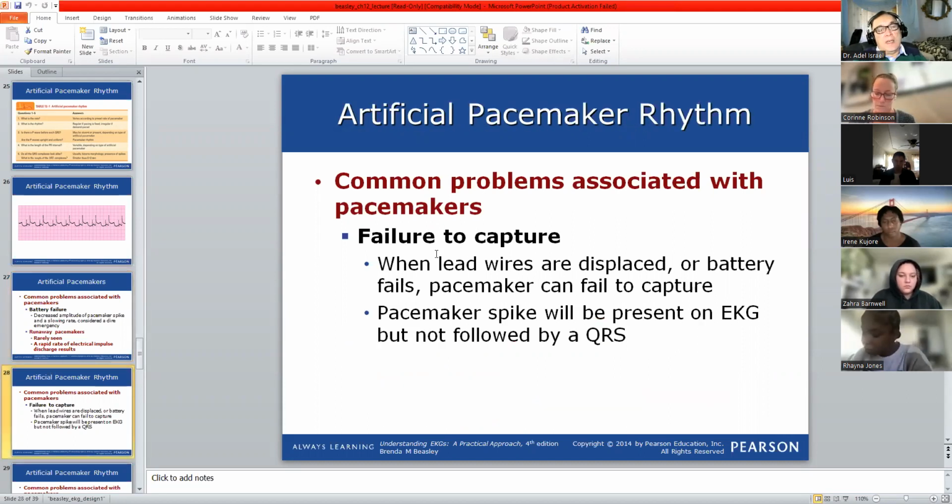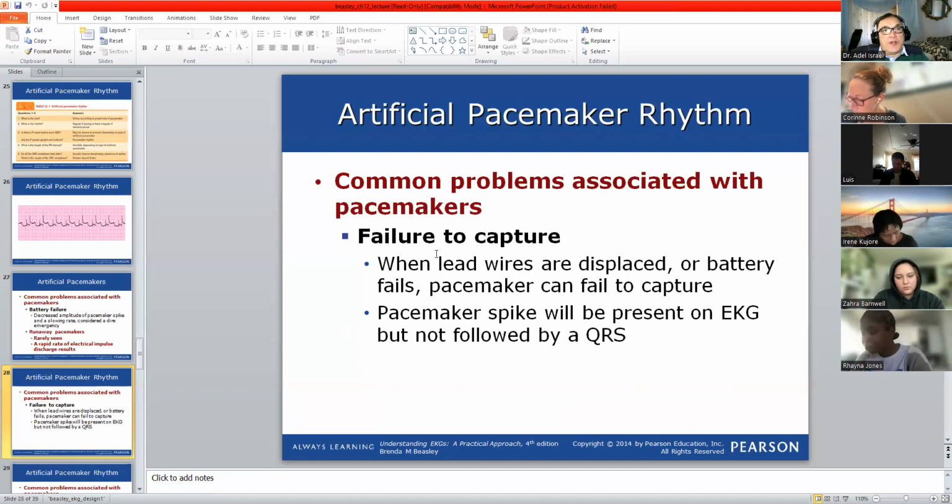But another common, or the most common problem, and this is a question in the exam, is failure of capture. And this failure of capture means what? The electricity is below the threshold. If you remember what we mentioned in the very early lectures, we have what we call the threshold. So if the intensity of the stimulus is below the threshold, there is no contraction. So no contraction is translated to be failure of capture.